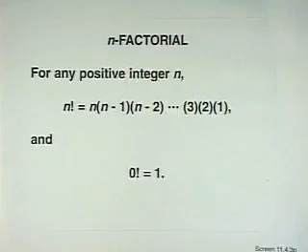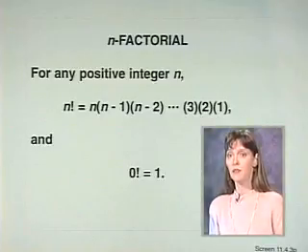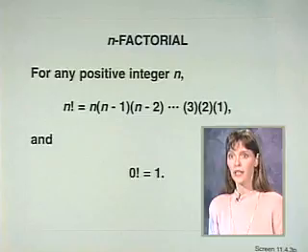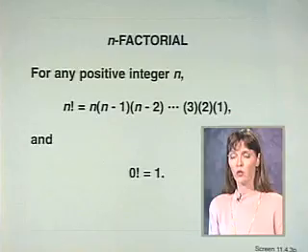Here's the definition. For any positive integer n, n factorial, that's that exclamation point, is equal to n times n minus 1 times n minus 2, and so on, until we get to 3 times 2 times 1. In other words, you start with the number n, and you multiply down until you get to 1. The other part of the definition is that 0 factorial equals 1.